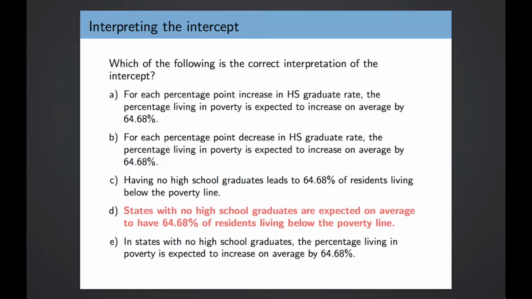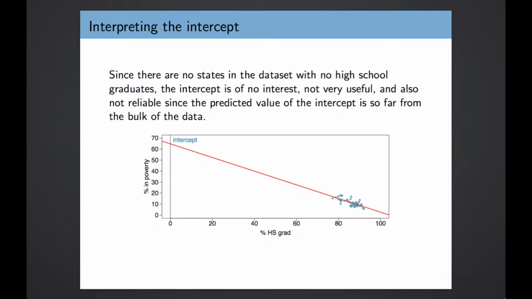The intercept is where the regression line crosses the y-axis, which means that the regression line is the predicted value of y when x is equal to 0. So what this means is that when, in our example, x, the high school graduation rate, is 0, the predicted value of y, the poverty level, is 64.68%.